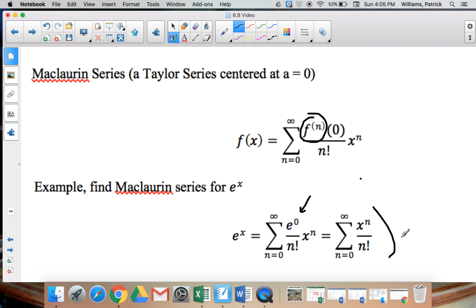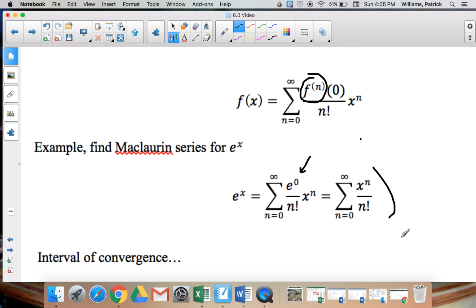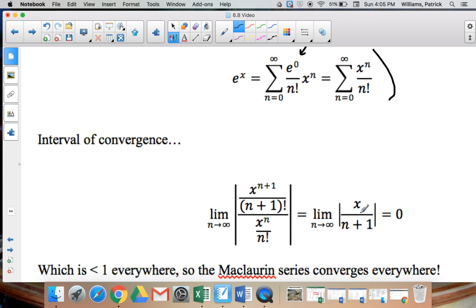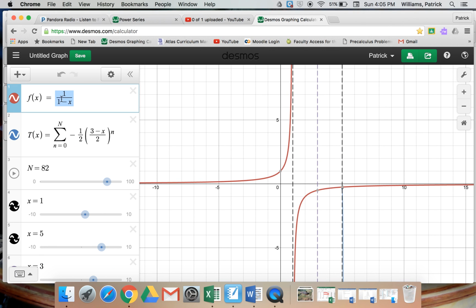Now, what's really cool about this one is that if we do an interval of convergence, if we do the ratio test on it, we end up getting this limit right here, which as n goes to infinity, goes to 0. So it satisfies the ratio test everywhere of being always less than 1. So the Maclaurin series for e to the x converges everywhere. And so this is what that looks like.